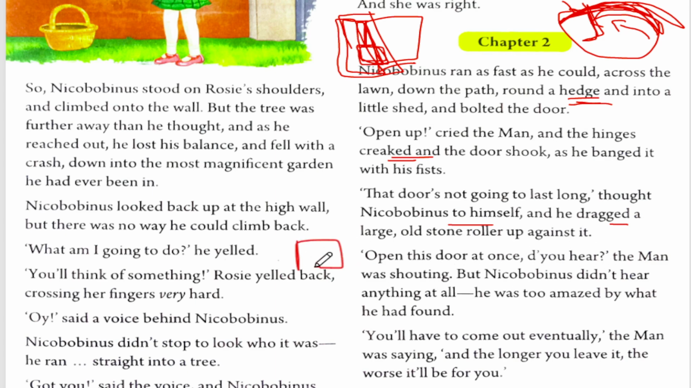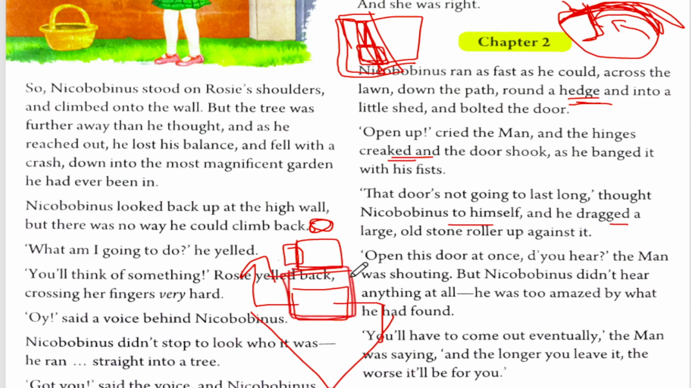Suppose this one is a door, the man is standing this side and Nicobobinus is here. So he found that the door or the hinges are not very strong. So consequently, he bought a very big roller. Roller, you know, this type of thing. This is very good. So he just pushed the roller to this side so that he can keep it here. So he kept the roller now at this place.